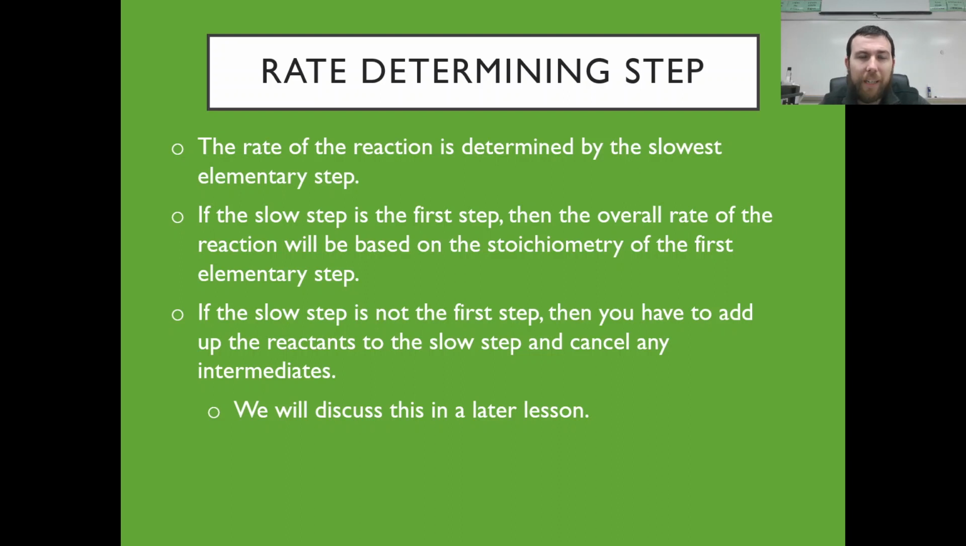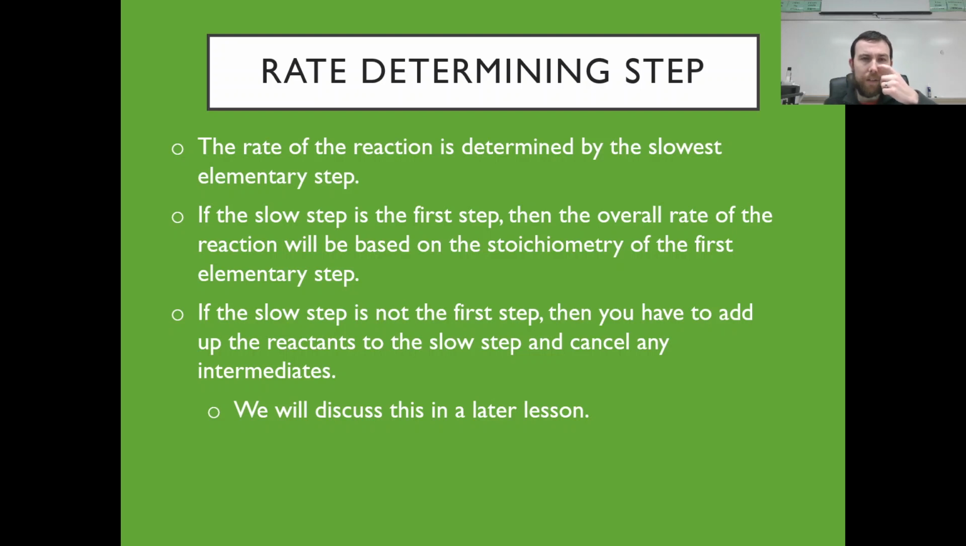All right, so the key thing to take away from here is that even if you've got a mechanism, there's going to be one step that's slower than the rest. That's going to be our rate determining step. And since it's an elementary step, we can use the stoichiometry of that to come up with our overall rate law. Okay.